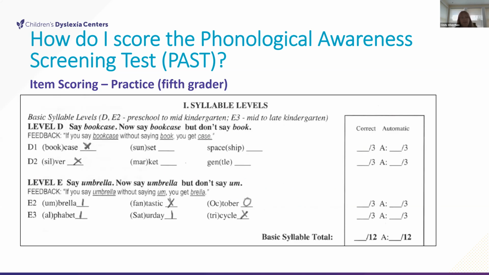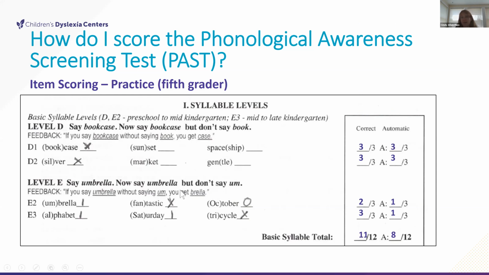So let's look at this example. This is a 5th grader. Again, jot down your answers on scratch paper. How many would the child get correct? How many would the child get automatic for each of these levels? I'm going to give you a minute to work on this.